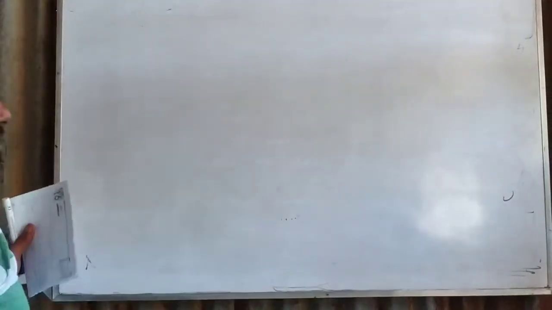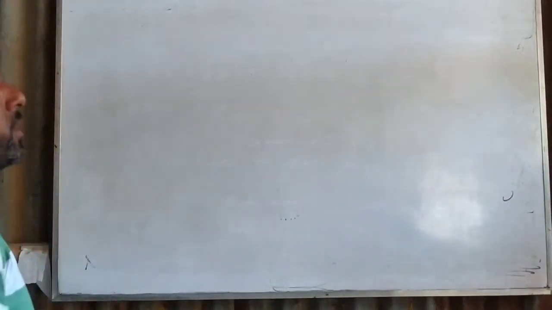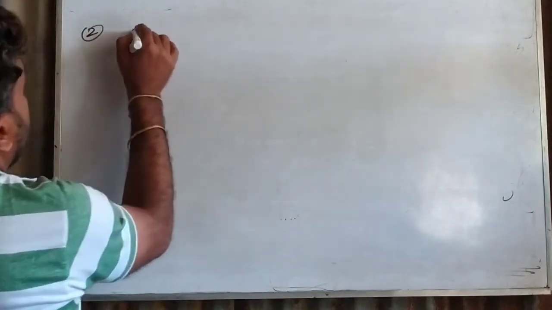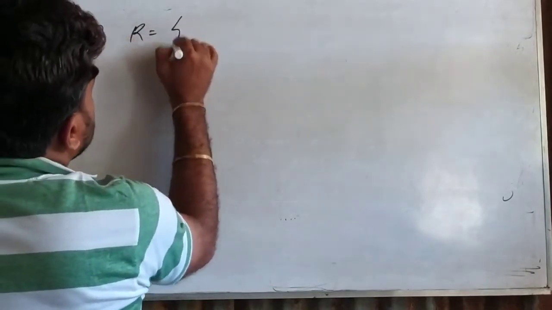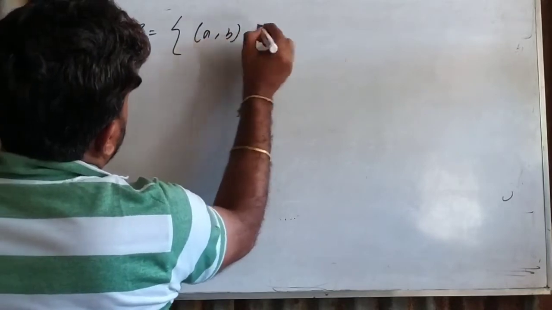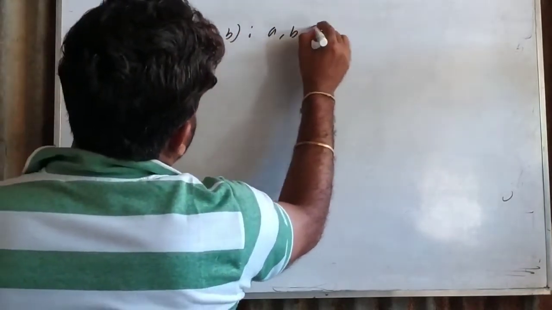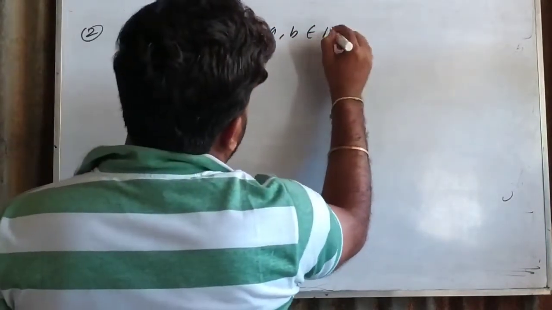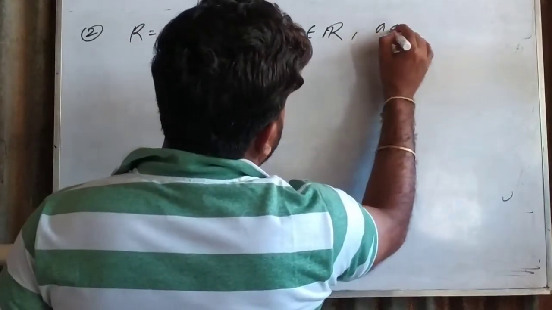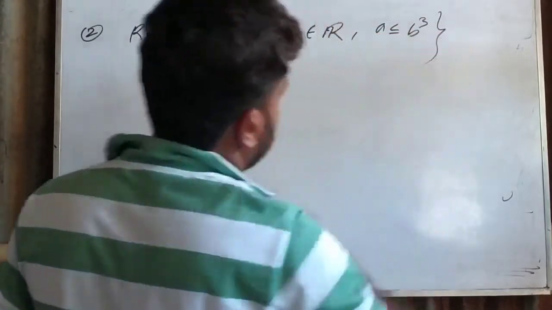The next question is what? Next question, a set is given. Look, here an ordered pair is given: a comma b such that a comma b belongs to R, and a less equals to b cube.